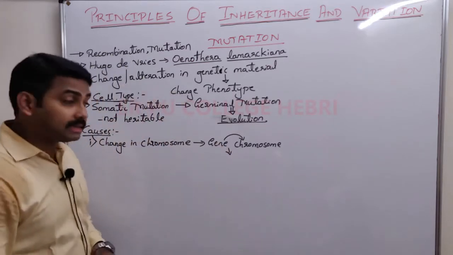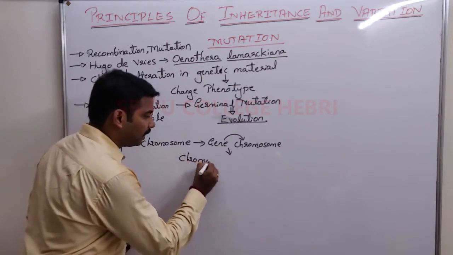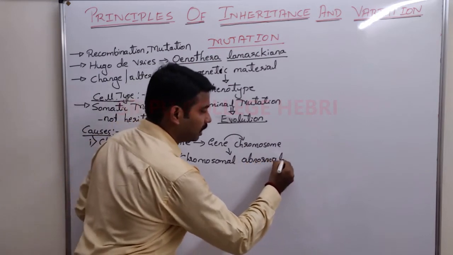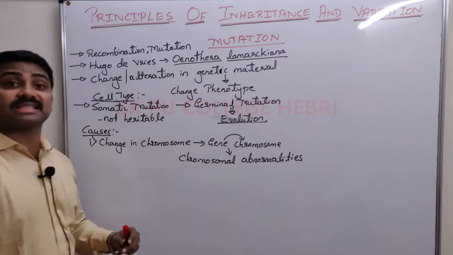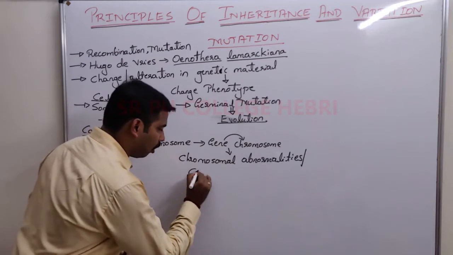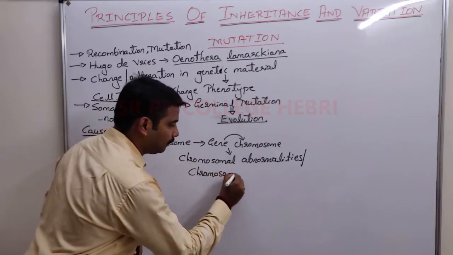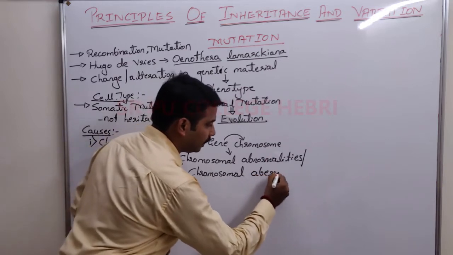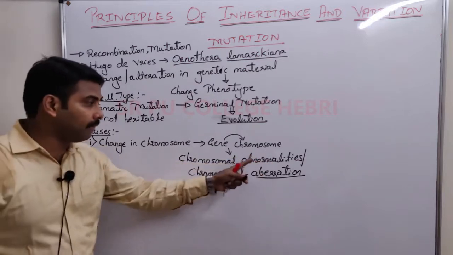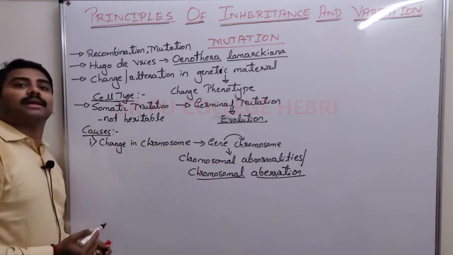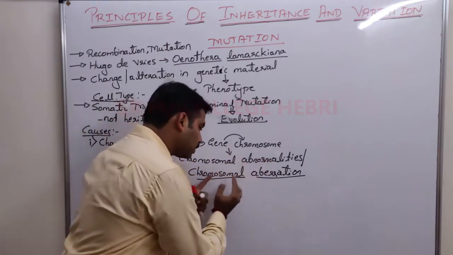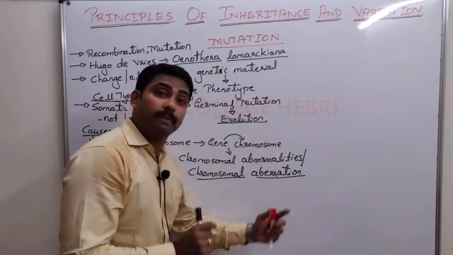ಹಾಗಾಗಿ it results in the chromosomal abnormalities. It will cause somewhat chromosomal abnormalities. ಸಮಸ್ಯೆಗಳು ಇದರಿಂದ ಬರ್ತವೆ. The chromosomal abnormalities can be called chromosomal aberrations. Very, very important. What are chromosomal aberrations? Nothing but abnormalities caused due to change in the chromosome. Change in the chromosome results in problems. Those problems we call them as chromosomal aberrations.